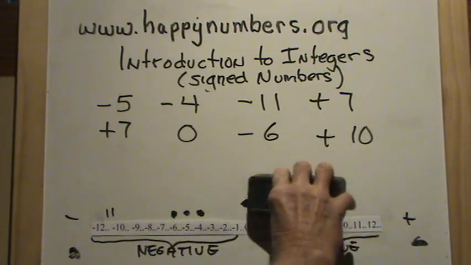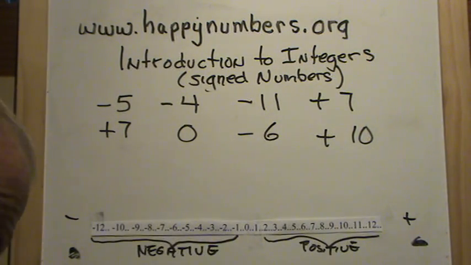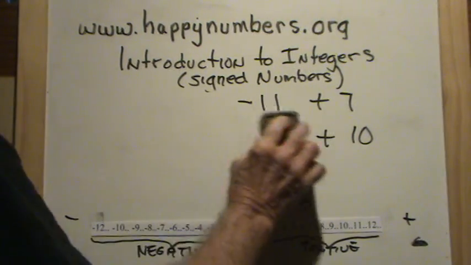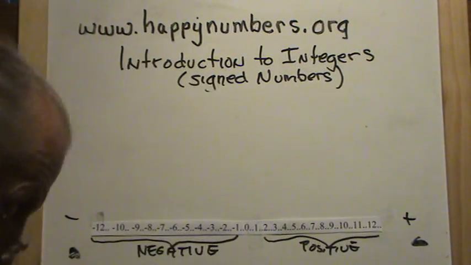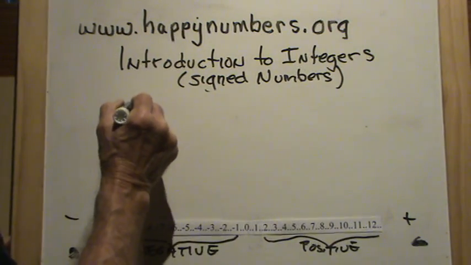And when you're working with integers, it's a real good idea to make yourself a number line also. So we're going to be learning how to add and how to subtract and how to multiply and how to divide using integers or signed numbers. Just a little quick vocabulary that we'll need. We're going to need these symbols.